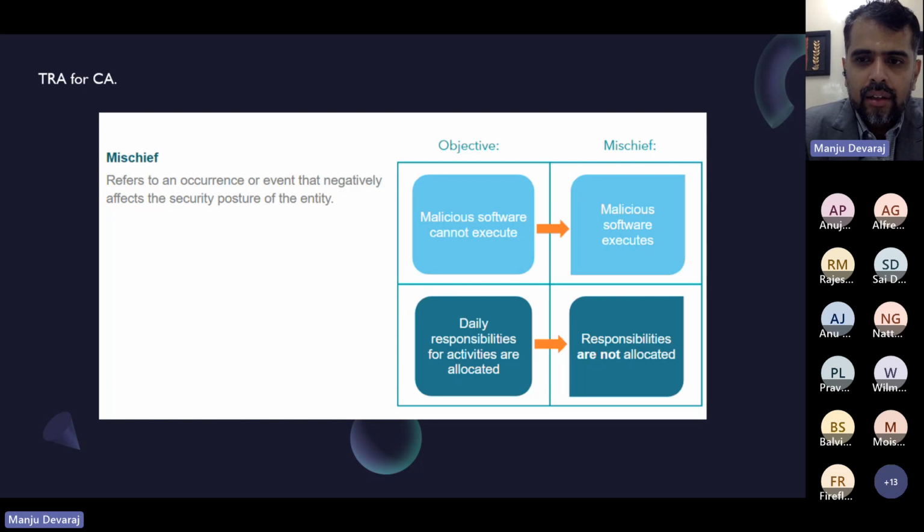They ask for payment in Bitcoin or any of those cryptocurrencies because they don't want to leave traces. So it's malicious, right? It's talking about this as an example here. Daily responsibility for activities is allocated. There is no responsibility allocated, or there is a role, but there is no responsibility.